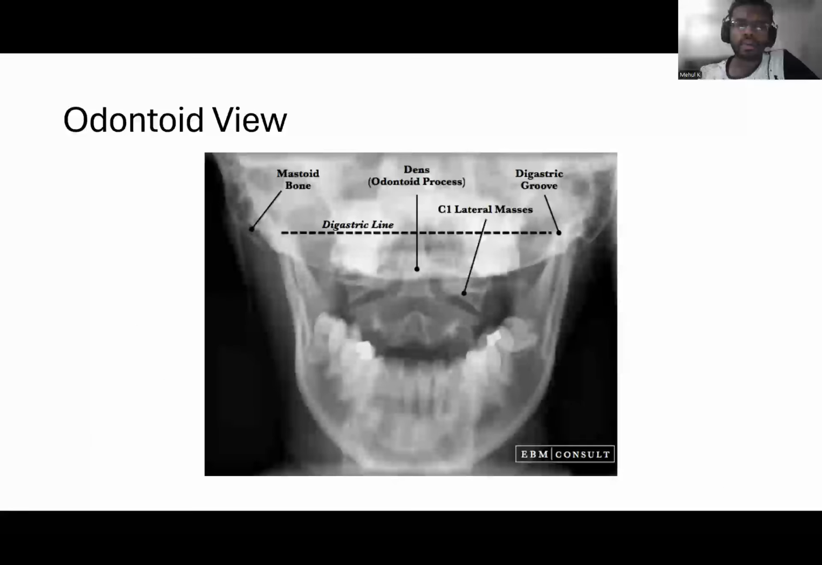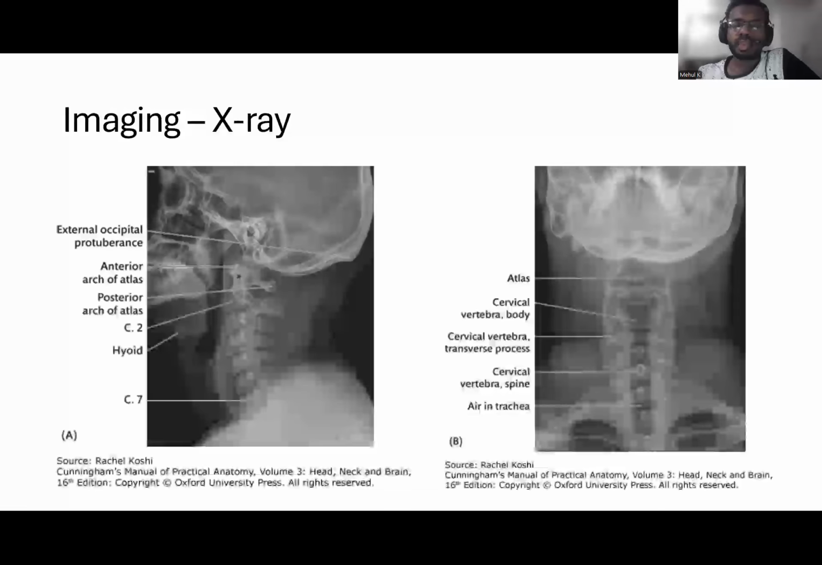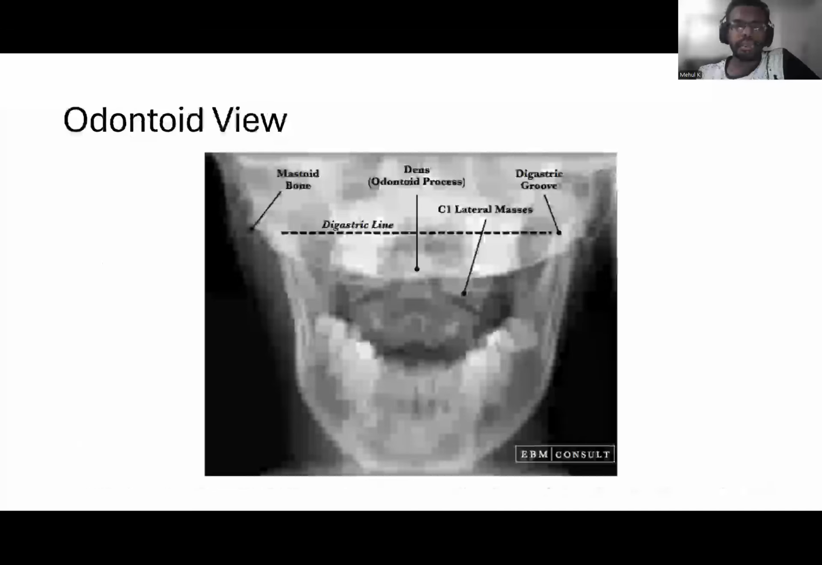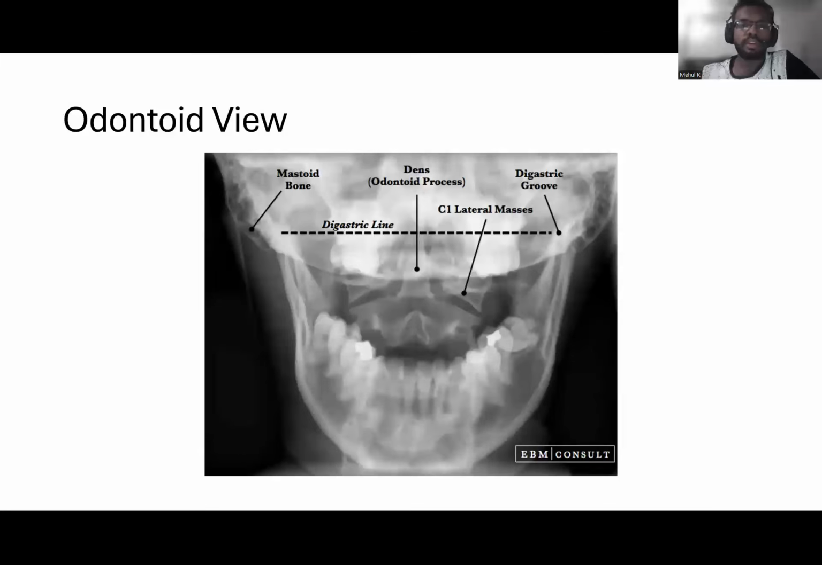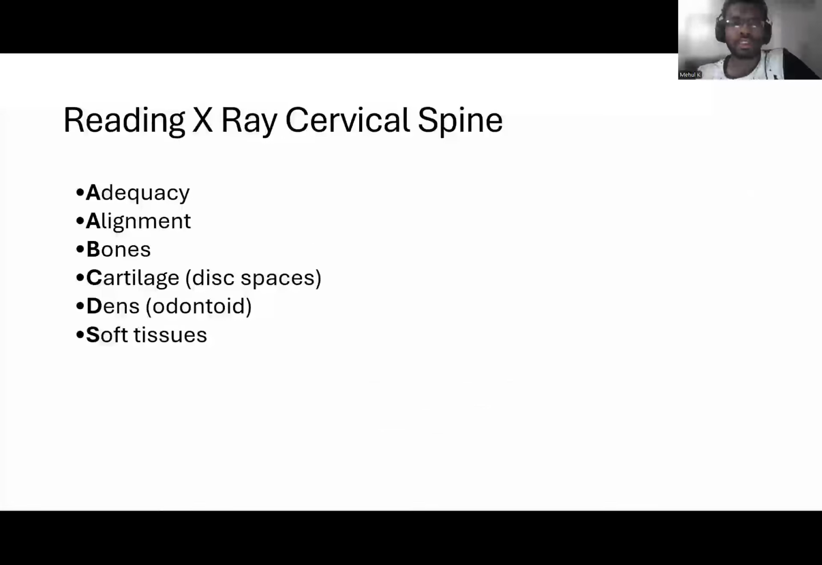So you can have normal C-spine AP and lateral views, and you have an open mouth view specifically to look at your dens, as well as your lateral masses of C1. For you to call this adequate, all of these structures have to be visible. And again, even if it is visible, sometimes the fracture line can be very, very subtle. So that is again a big problem with relying on radiology.